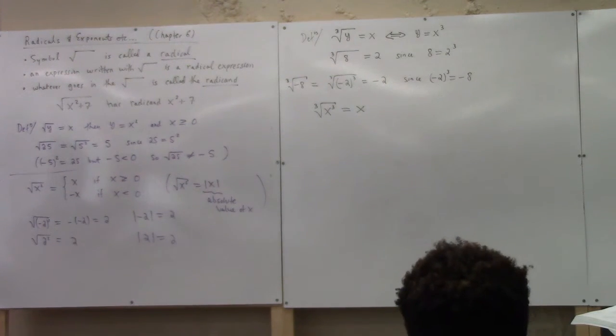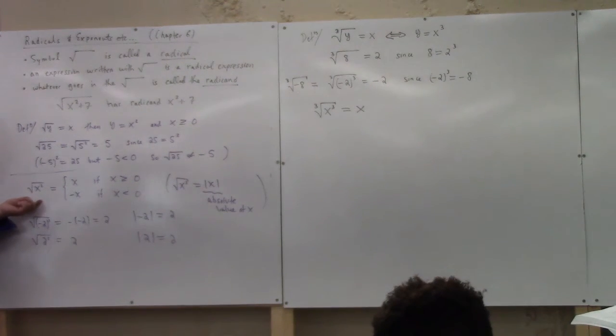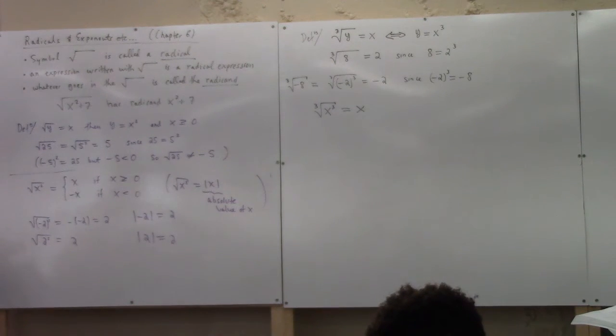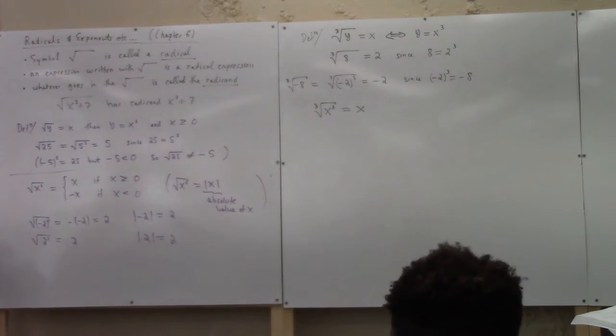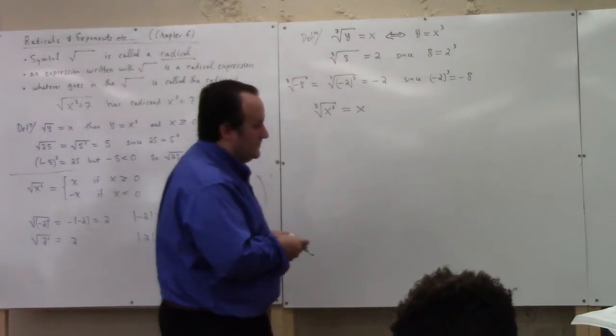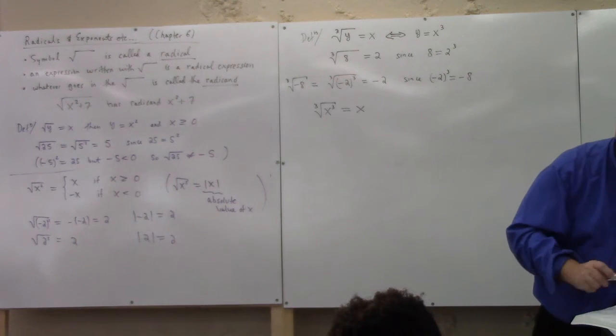So the cube root is different than the square root. With the square root, you have to worry: the square root of x squared is sometimes x, sometimes minus x. But the cube root of x cubed is just x again. So we can take the cube root of a negative number. That's okay. All right, anyway, let me move on here.